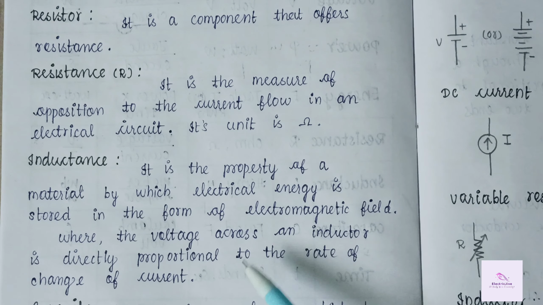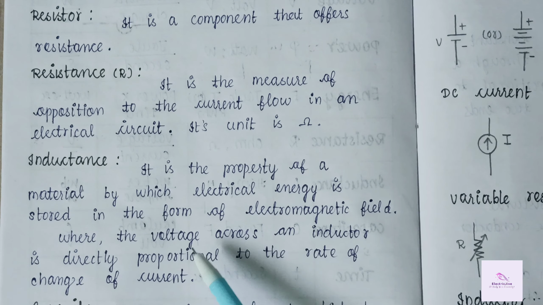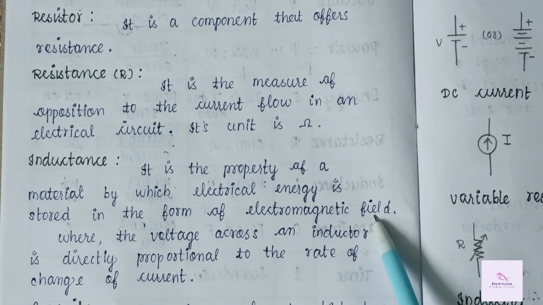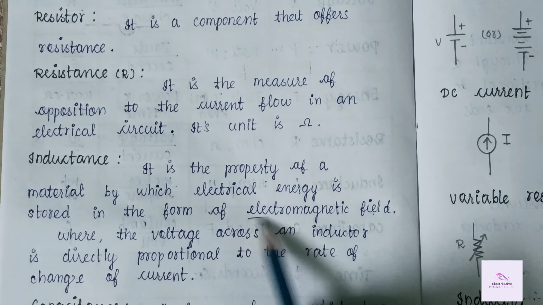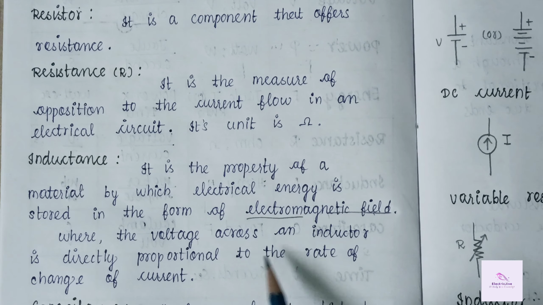Inductance is the storing element which stores the energy in the form of electromagnetic field. That is said to be an inductance, where the voltage across an inductor is directly proportional to the rate of change of current. In this statement, they are telling that the voltage is directly proportional to the rate of change of current.